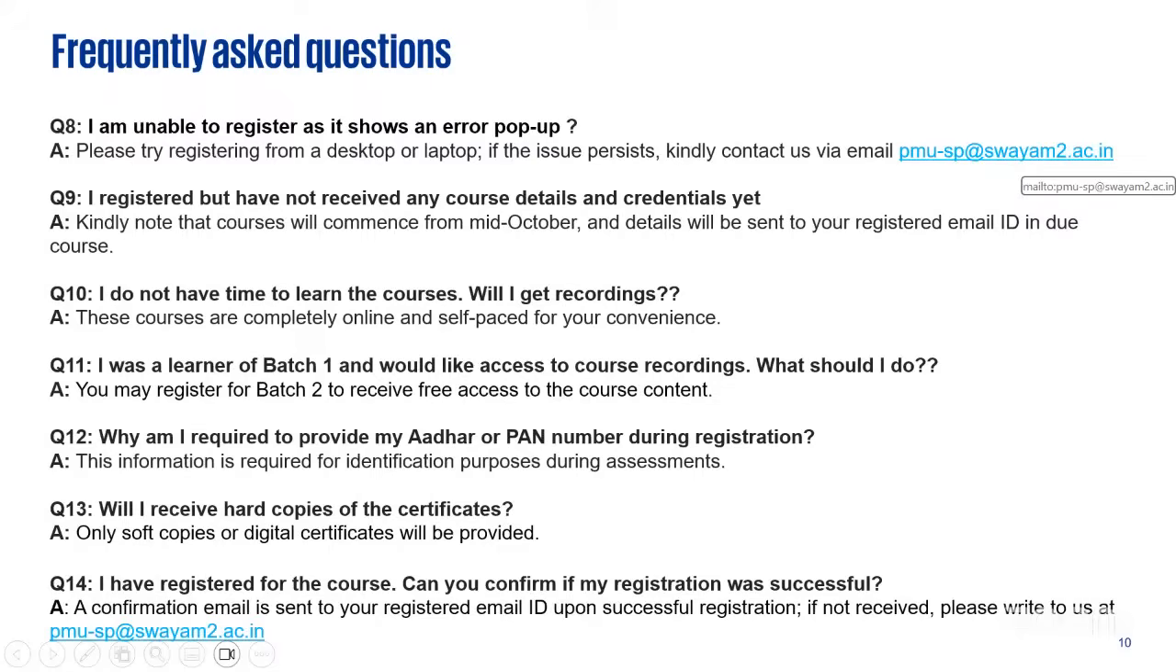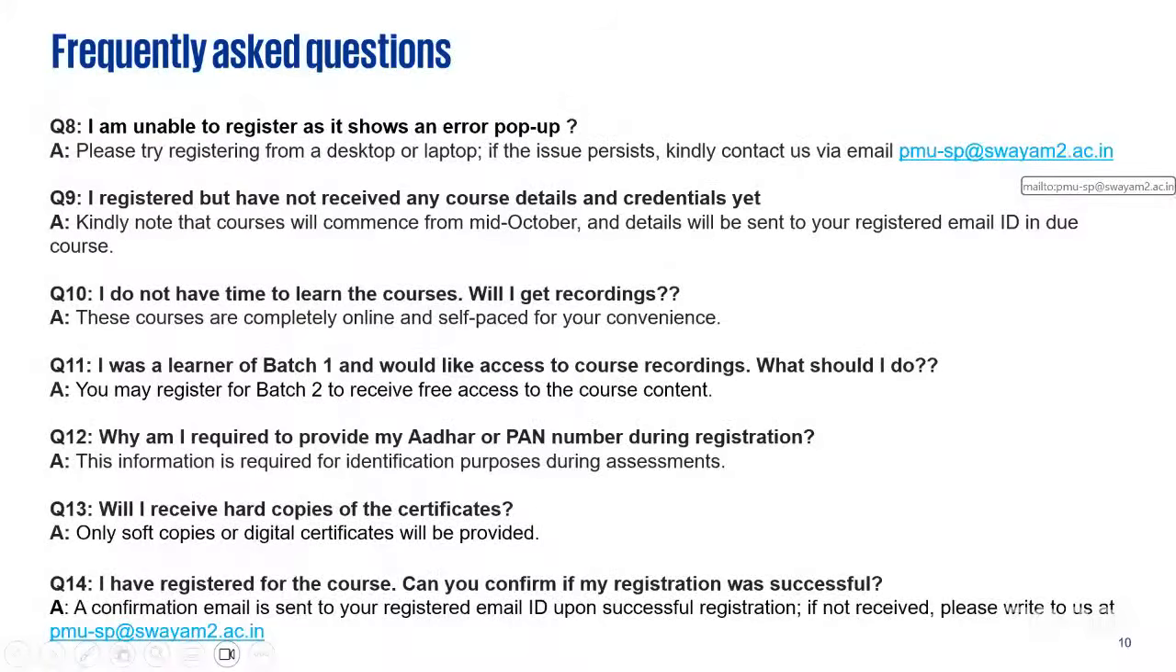The next question. I was a learner of batch 1 and would like access to course recordings. What should I do? So we have sent an email to all the participants of batch 1 indicating that the course access will be removed starting October, because if they want to have continued access to the course materials, they have to mandatorily register for batch 2. So if you are someone who registered in batch 1 and would like to access course recordings, we encourage you to register again in batch 2, and you will have the course access.